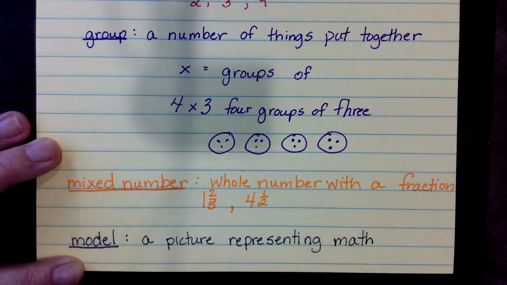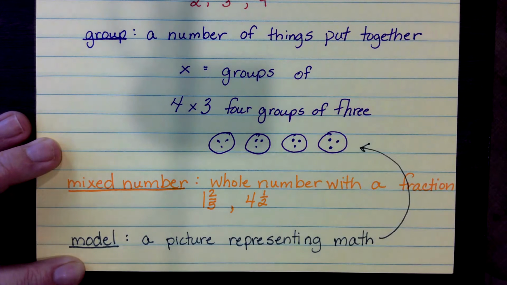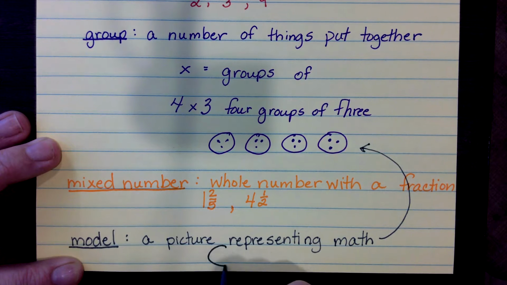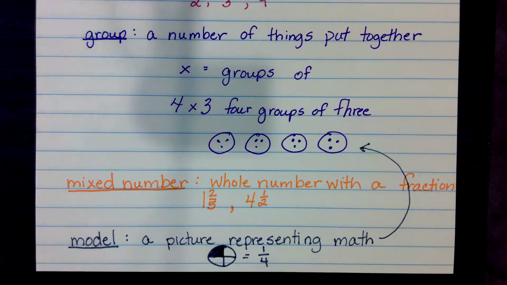Okay, for instance, this picture that I drew up here is a model. I could also draw a picture that represented a fraction like this. This model represents 1/4 or 1 out of 4. So these are the words that you're going to need to understand for Lesson 1 of Unit 5.